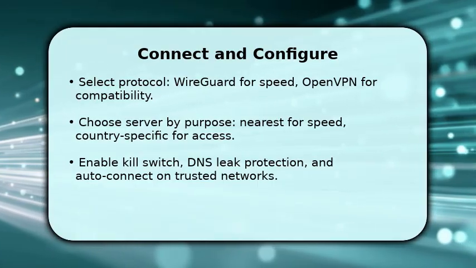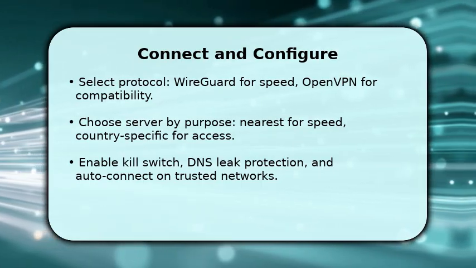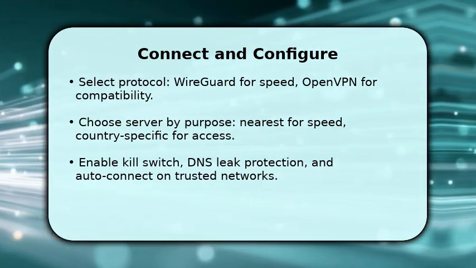Start by choosing a VPN protocol. WireGuard gives faster throughput while OpenVPN may be more compatible. Pick based on device and needs.